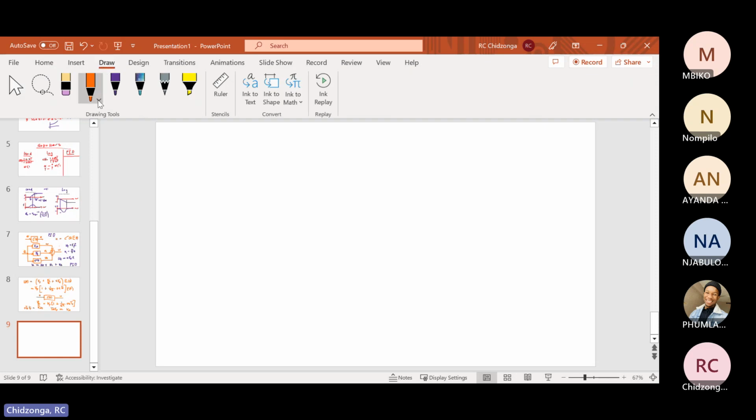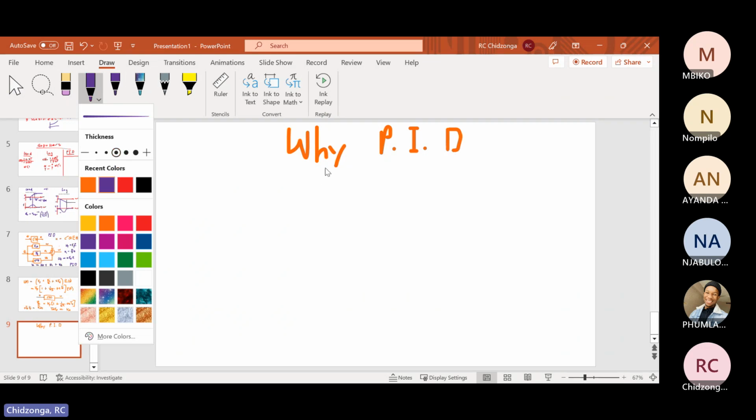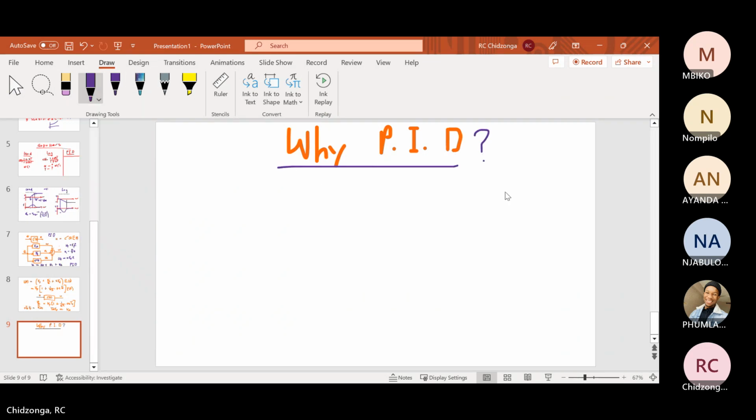Very quickly, why PID? Why do you use it? 90% or more of the controllers that you find in the process or generally in industry are of this type, the PID controller. Am I still recording? Yes. Right? They are of the PID type.